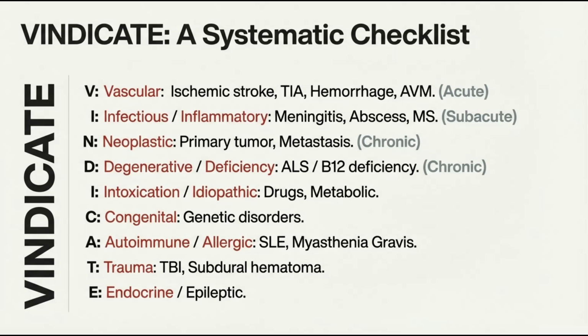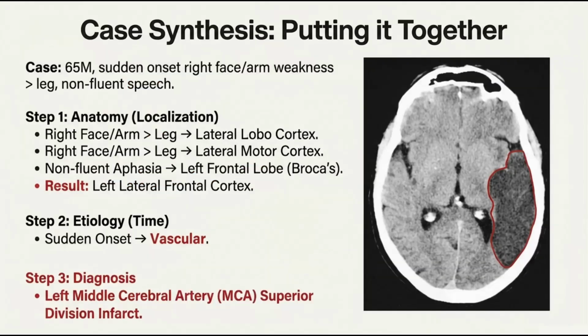Okay, let's try to apply this. Slide 14. Case example, localization synthesis. We have a brief case text here. Right face and arm weakness plus non-fluent aphasia, sudden onset. Okay, let's be the detective. Step 1 is anatomic diagnosis. Where is the lesion? Right face and arm weakness, and the leg is spared.